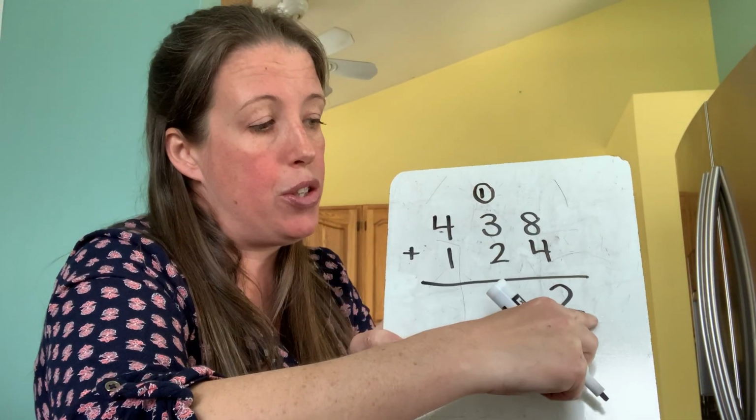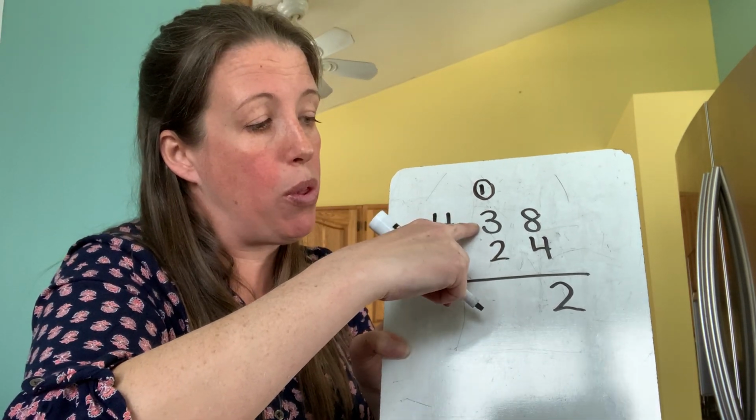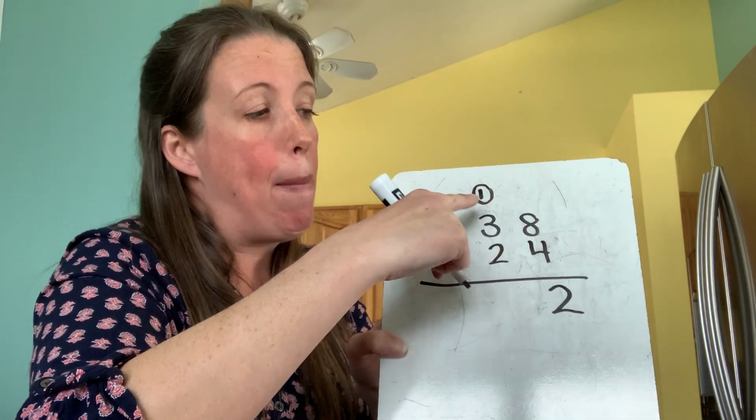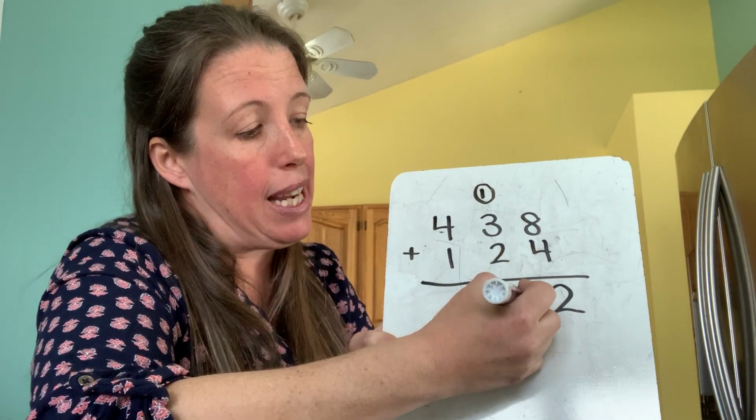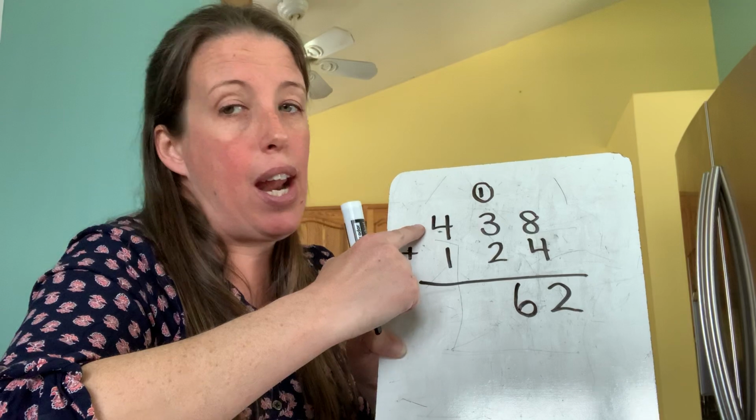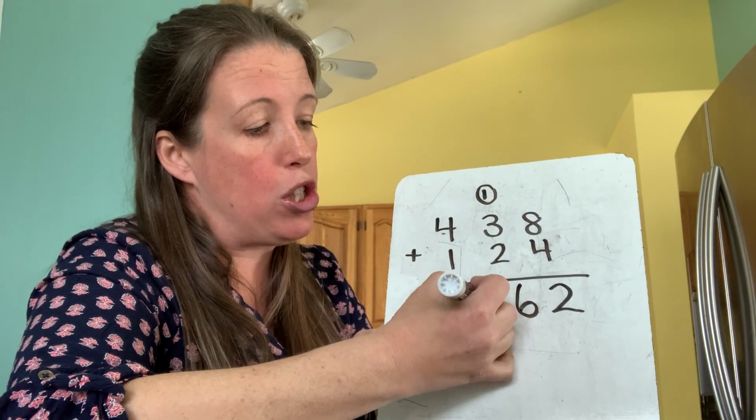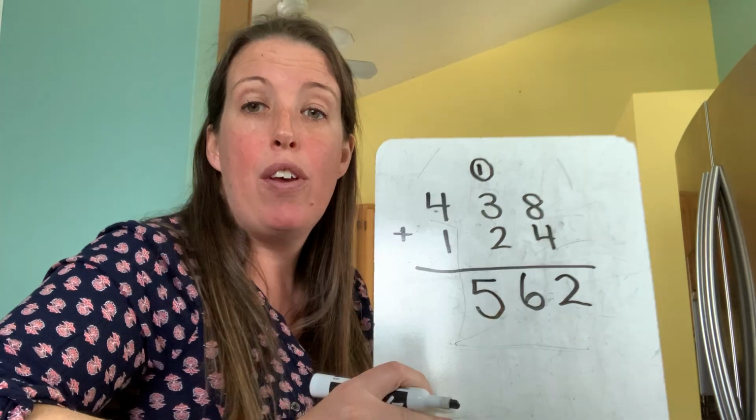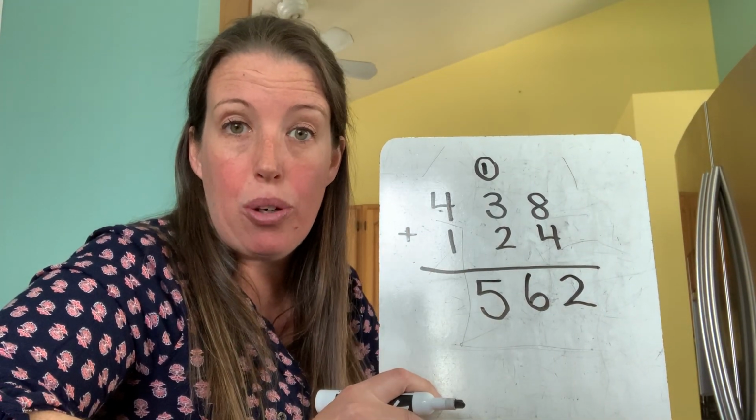1 ten, 2 ones. So now I have 3 tens plus 2 tens, or 3 plus 2, which is 5. But I'm also going to add in that one that got regrouped, which would be 6. And then I have 400 plus 100, or 4 plus 1, which equals 5. So my sum is 562. We're going to hope that we get that same answer for every strategy. That means we didn't make any errors.